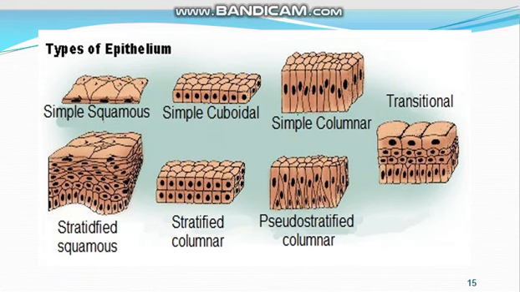So this is a diagram showing different types of the epithelium. This is simple squamous, simple cuboidal, simple columnar. Then this is transitional epithelium. This is pseudo-stratified columnar. Then this is stratified columnar, and this is stratified squamous. So this is a diagram showing different types of epithelial tissue.